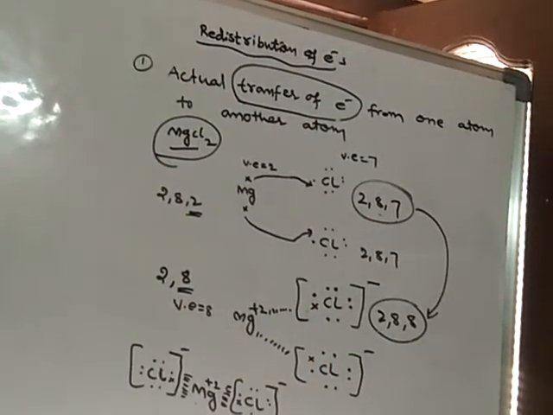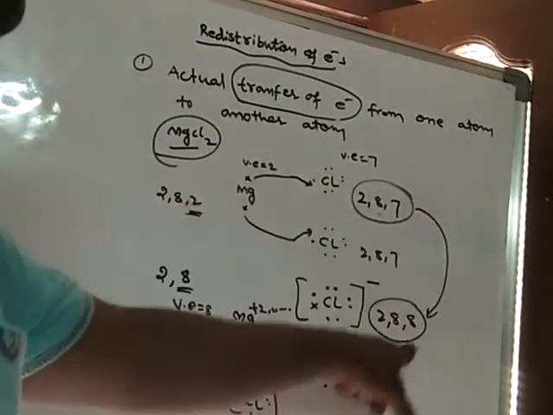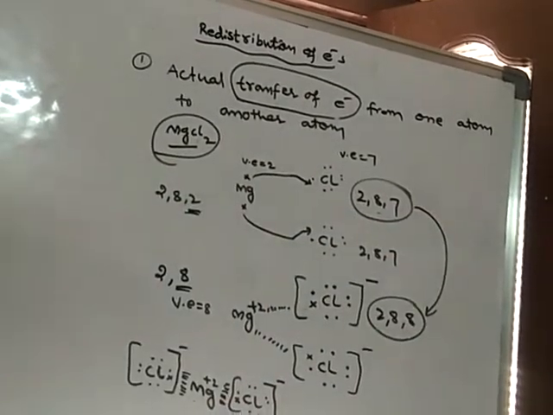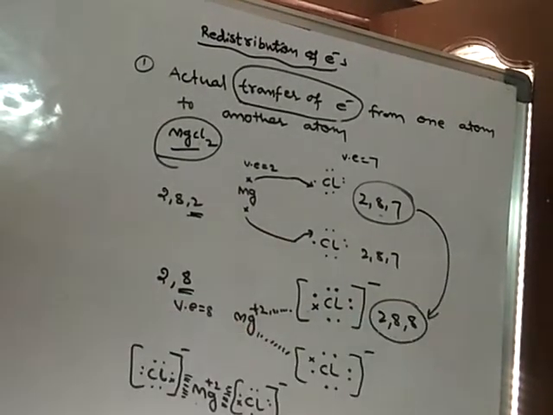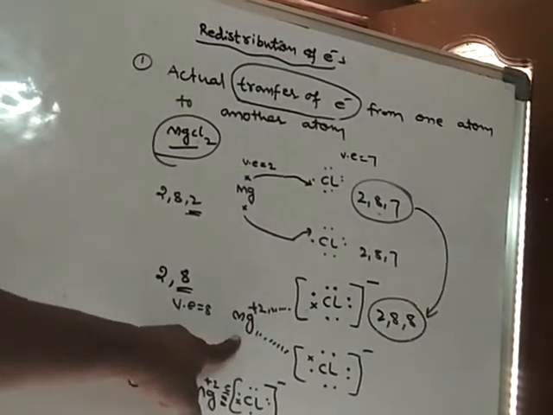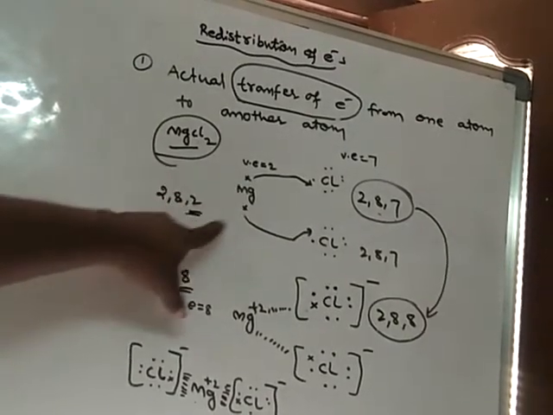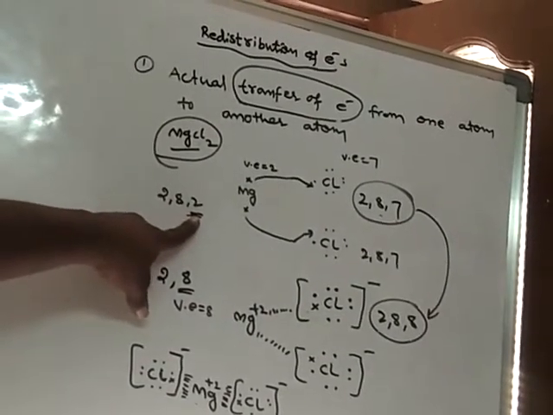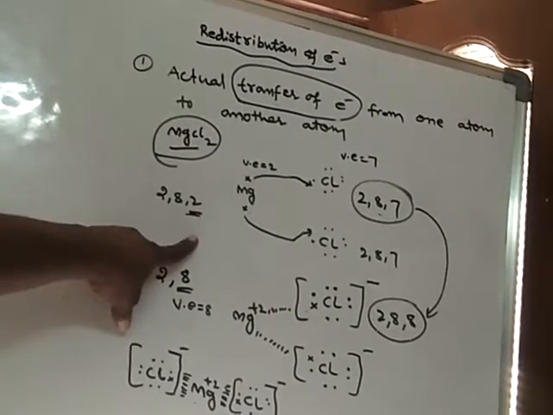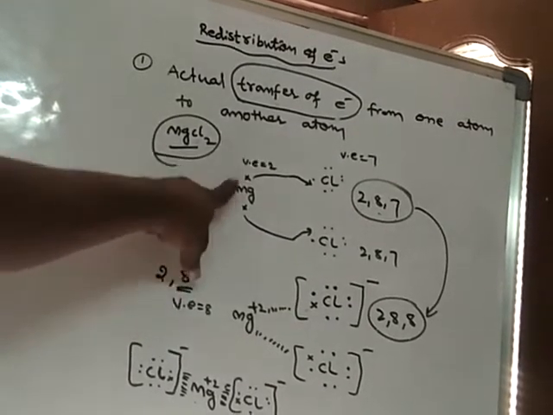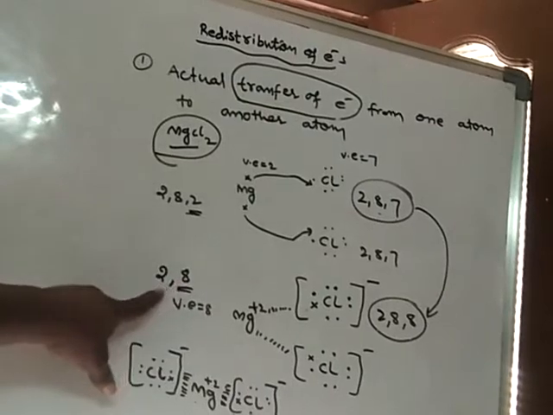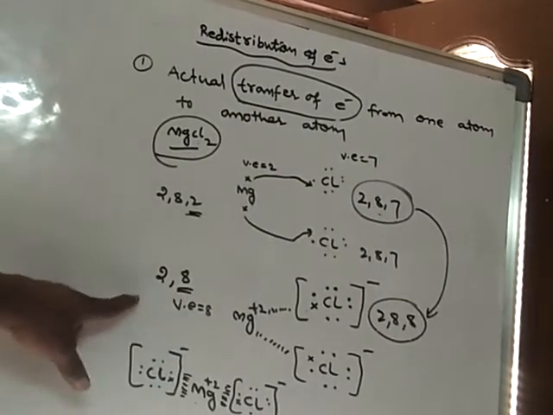So here what is happening? Redistribution of electrons is taking place. As a result of redistribution of electrons, both the atoms are getting stability, and even magnesium also. Before losing 2 electrons, it was having 2 electrons in its valence shell, and this is the electronic configuration. But after losing these 2 electrons, now it has got this electron configuration.